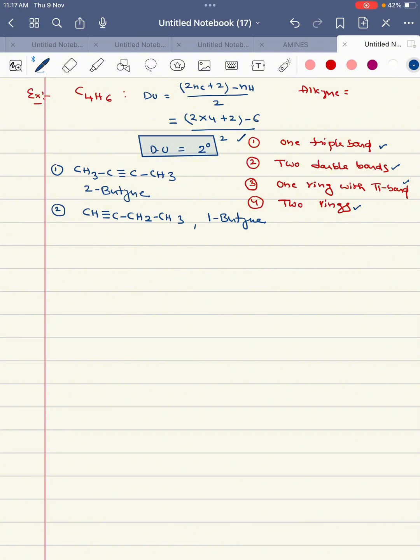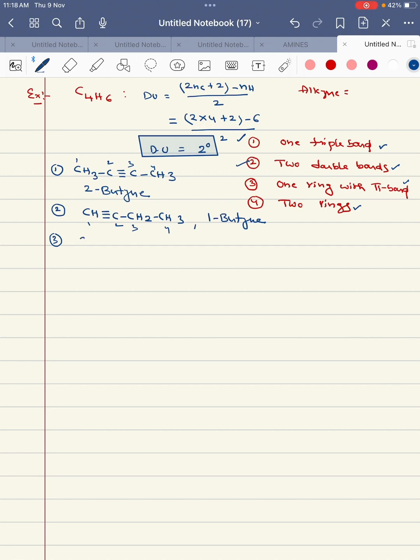1-butyne. So is there any other possibility, sir? So 1 and 2 are which type of isomers? Numbering 1, 2, 3, 4, both are position isomers, students. So that is over. For the third one, we'll check the two double bond compounds.